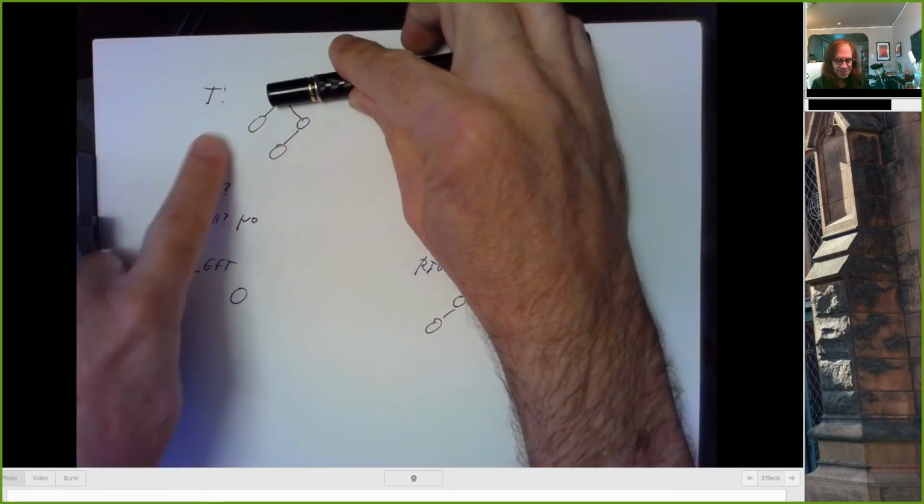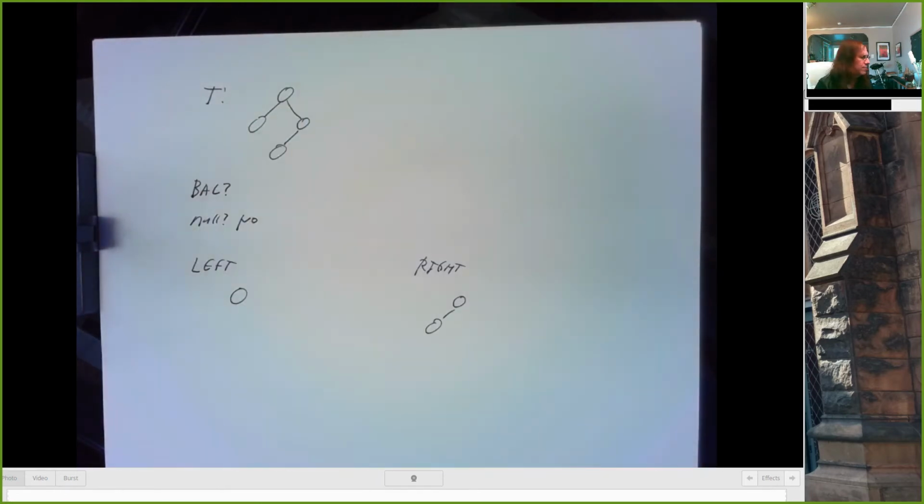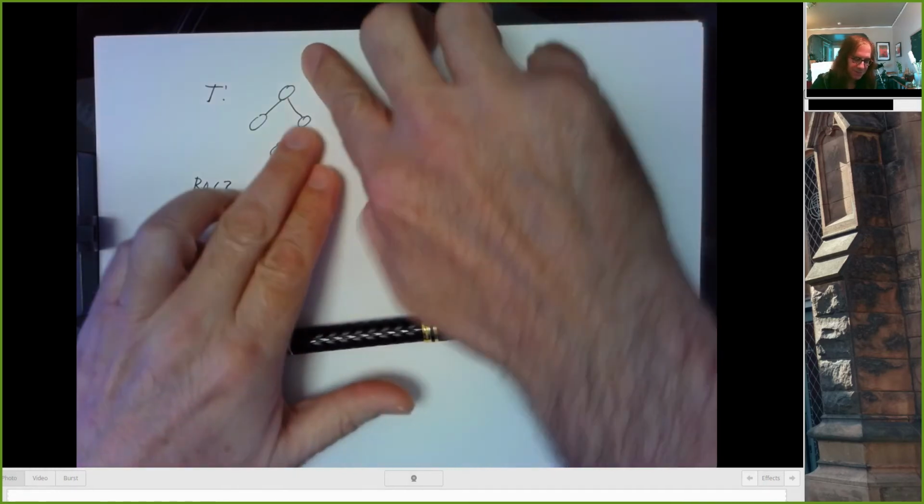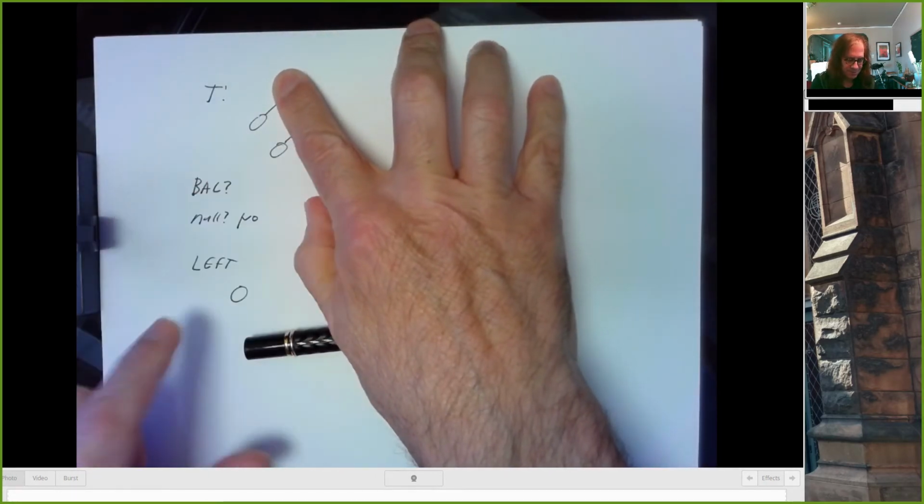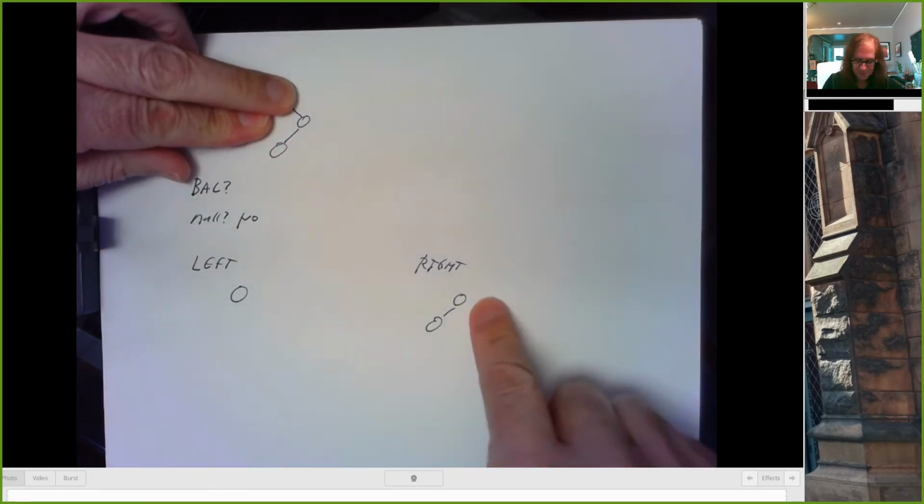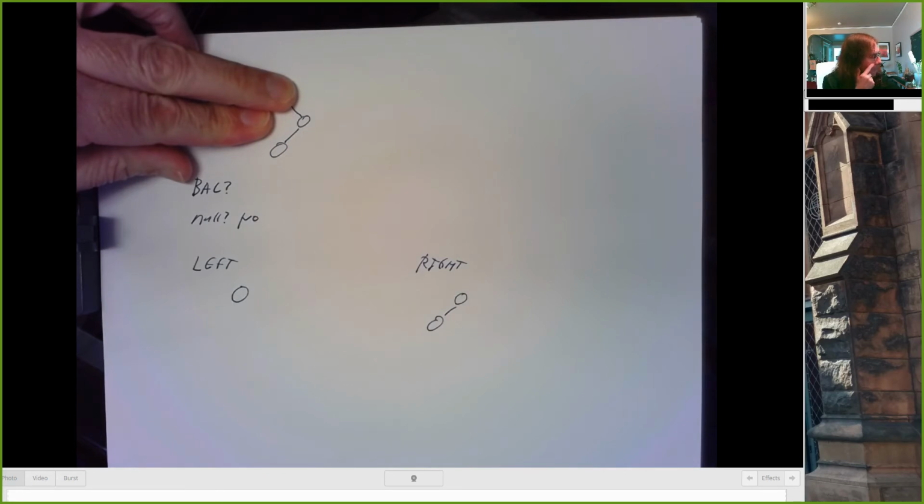Alright, so here's our tree. This is the left subtree. This is the right subtree. So questions about that? Why is right left again? So this is our tree T. This is the root. If we look at everything to the left of the root, that's all we got. We got one node. That's the left subtree. If we look at everything to the right of the root, that's all we've got. It's a tree like that. Good.